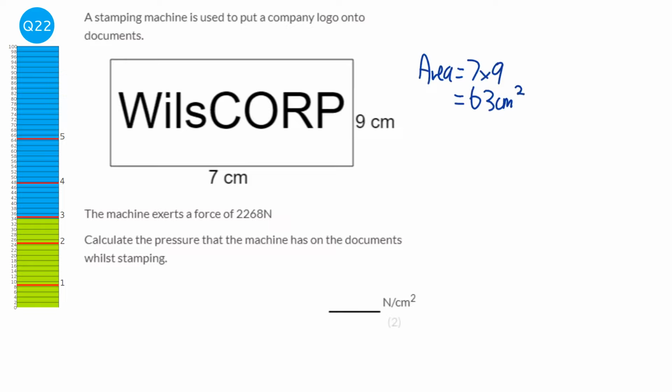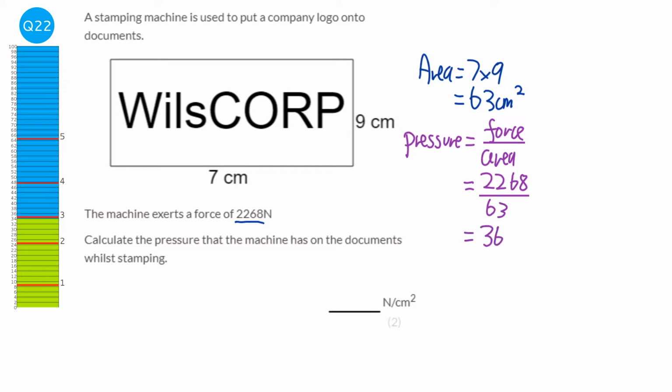And the force is given to us in the question, so what we can do is write down the pressure formula, which says that pressure equals the force divided by the area. Force is given to us as 2268. The area we've calculated is 63. Divide the two and you get 36. So it's going to be 36 newtons per centimetre squared.